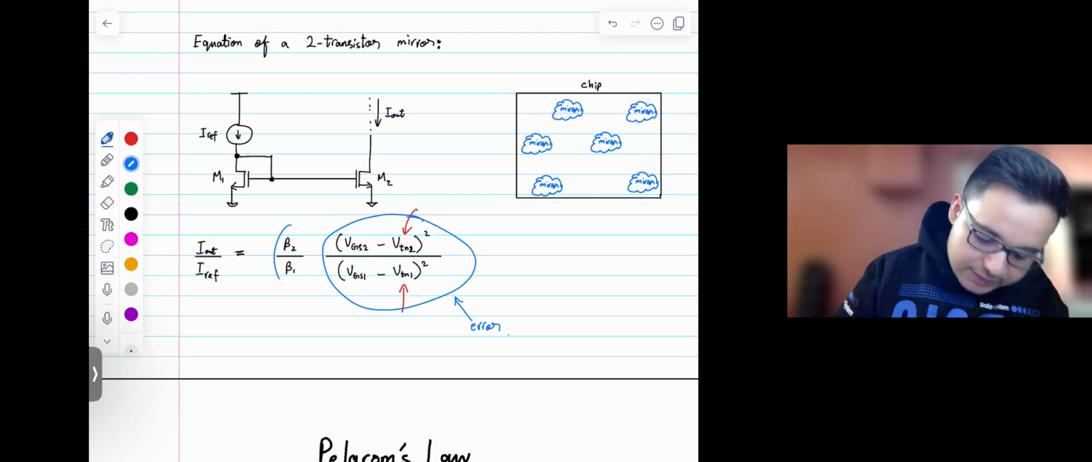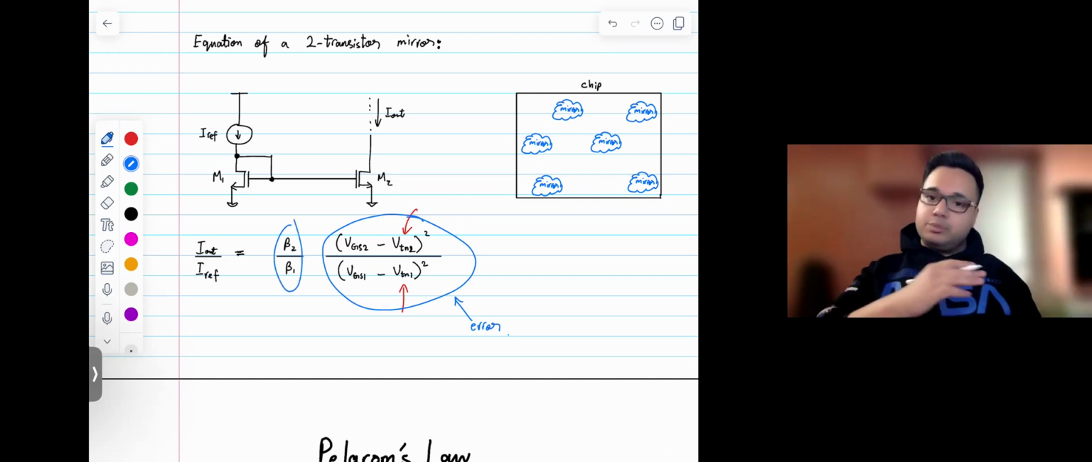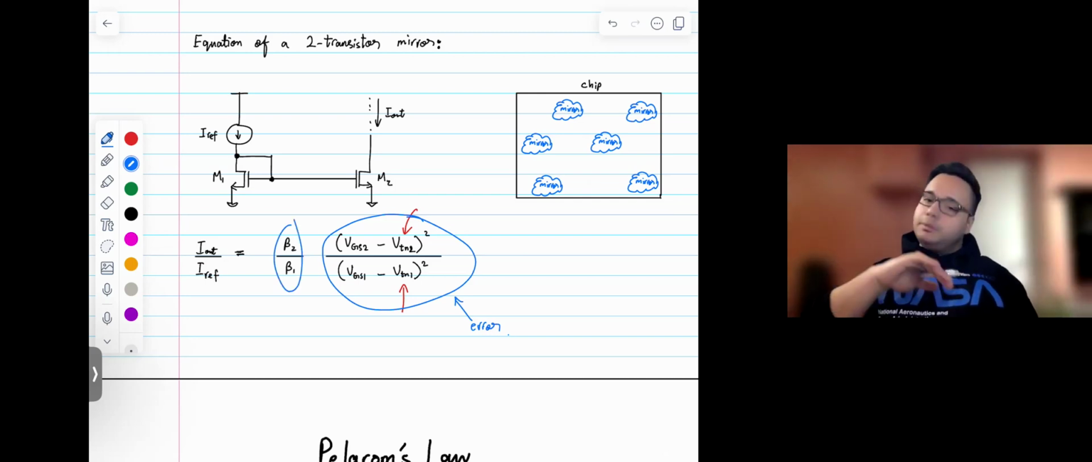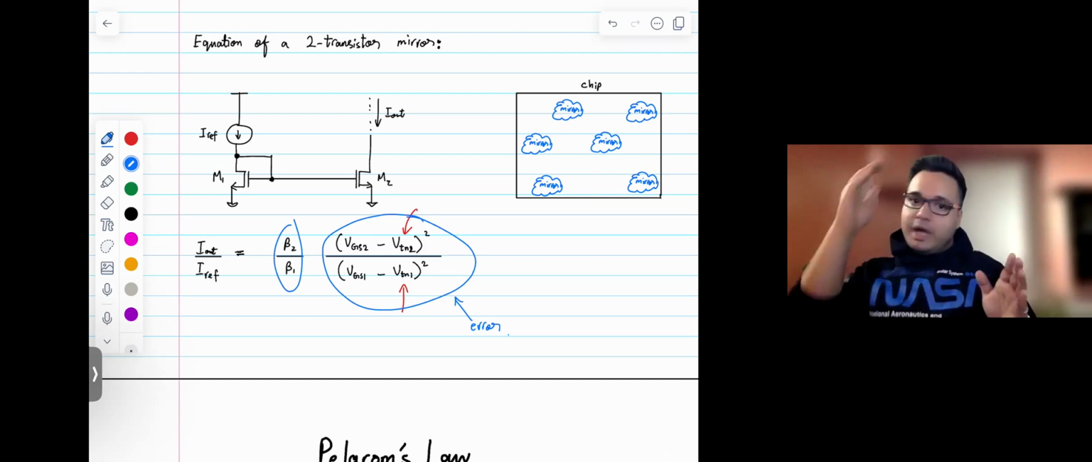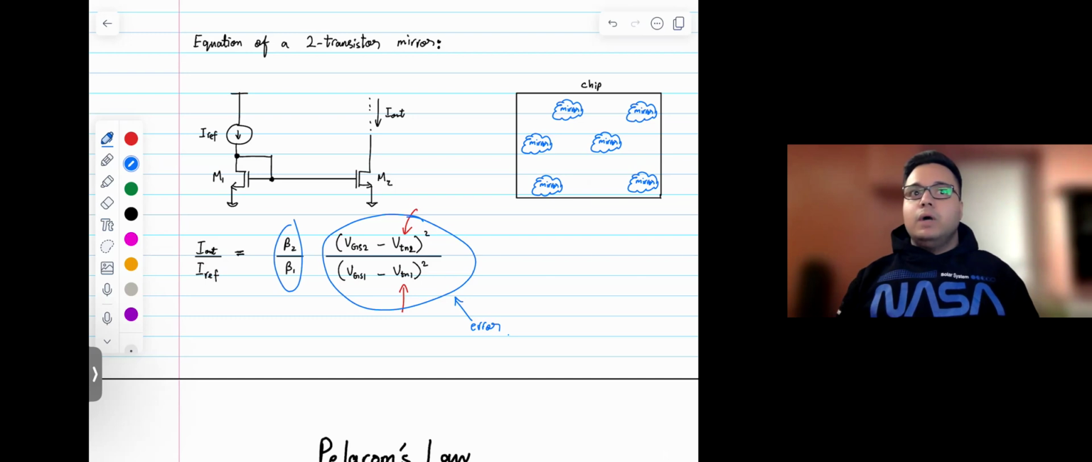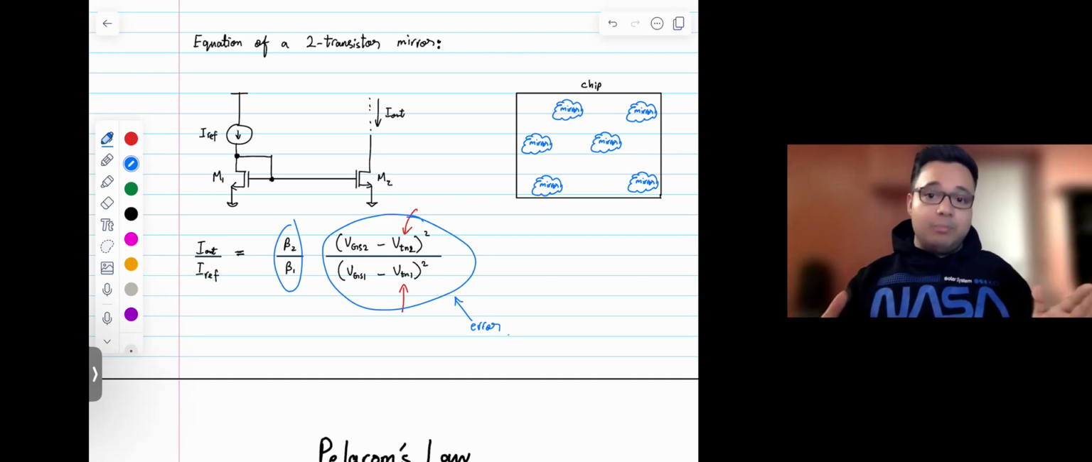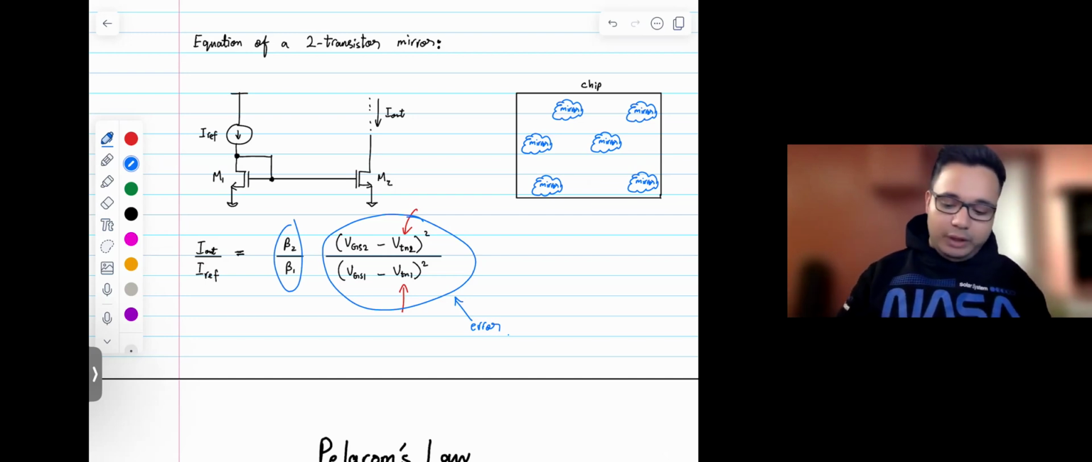I could say the same thing for beta 1 and beta 2. The discussion is along the same lines: beta 1 and beta 2 will also have some variation. So if you have two transistors, they might not have the exact same beta 1 and beta 2, which will also introduce an error.